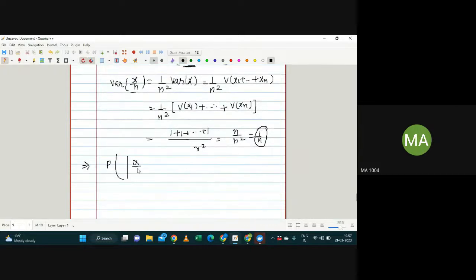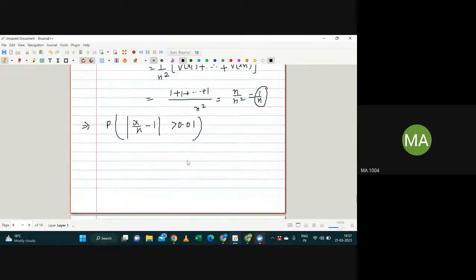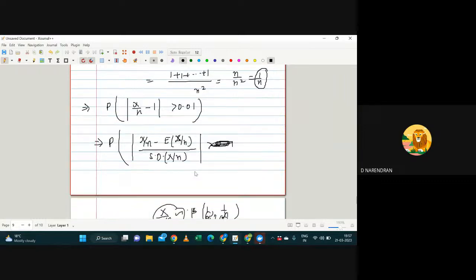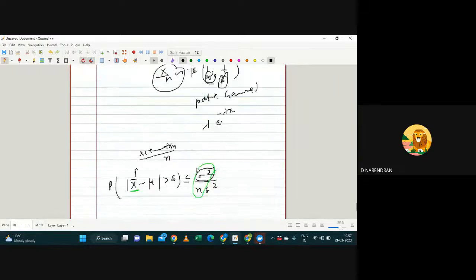So in the question it's given that the probability of x by n minus 1 greater than 0.01. Okay, let's compute this first. What can I do? X by n minus the expected value of x by n, divided by the standard deviation of x by n. These things I can do, right? Then we write 0.01. What happens to that minus 1?